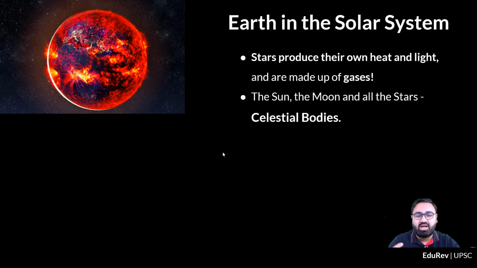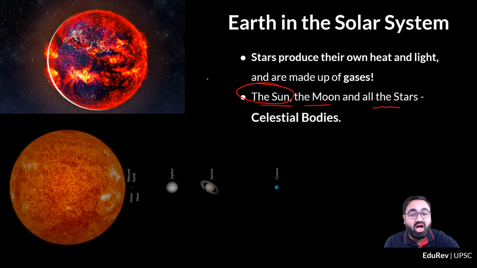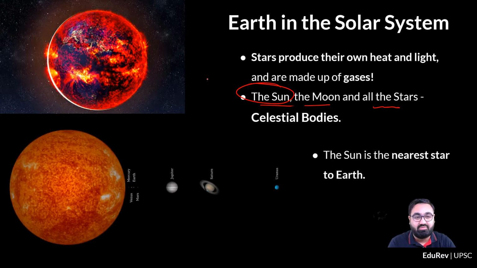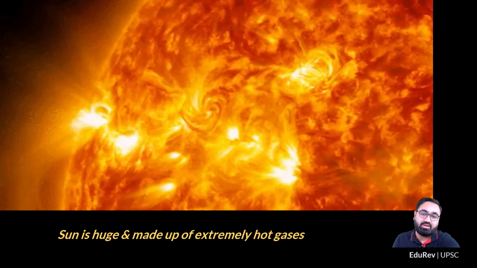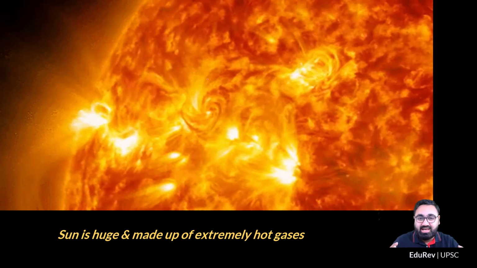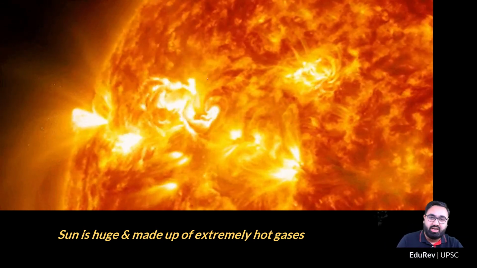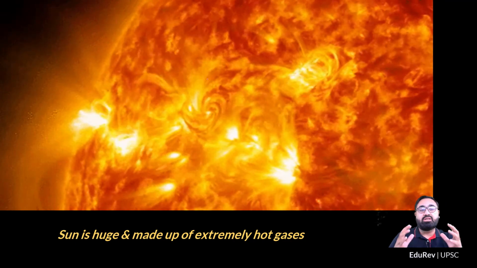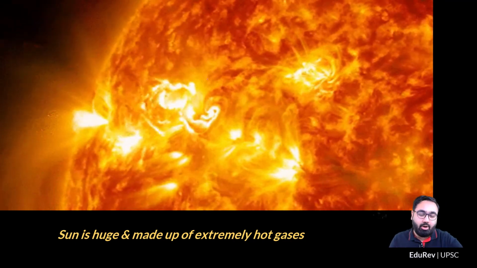There are many celestial bodies around us, the sun, the moon and the stars as well. Sun in fact is also one of the stars. In fact, sun is the nearest star to the earth. It also forms the basis of life on the earth. It is the primary source of all the energy that we have on the earth right now. Sun itself is of huge size and is made of extremely hot gases. That is why it is the primary source of energy on the earth right now.